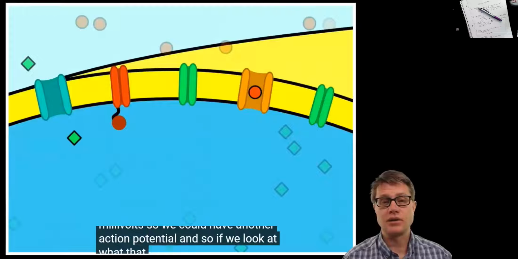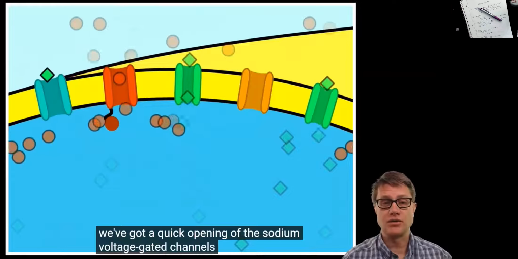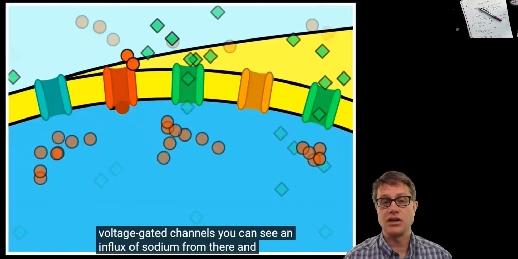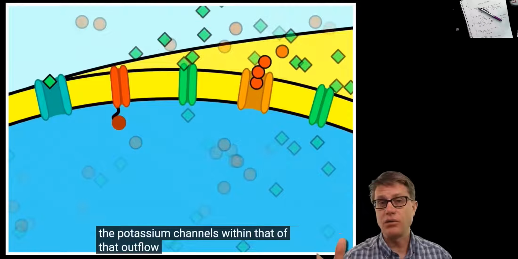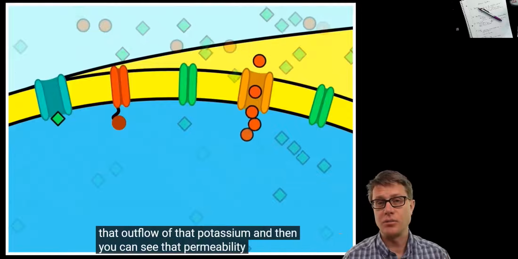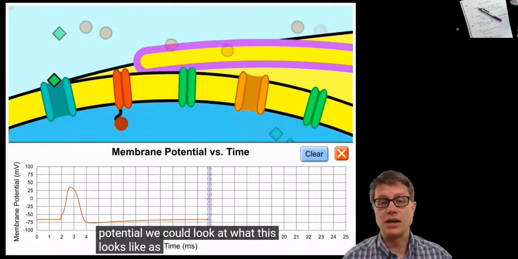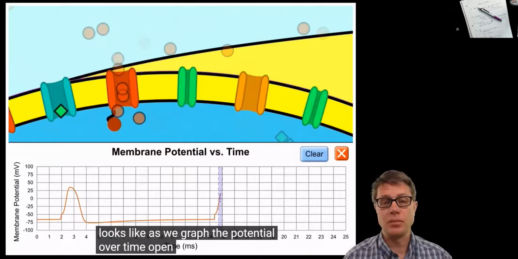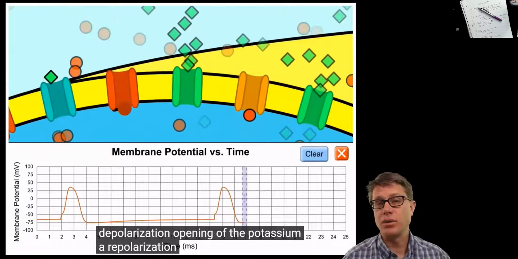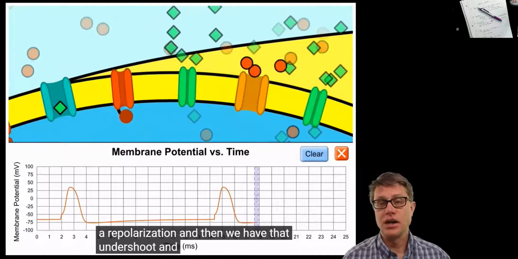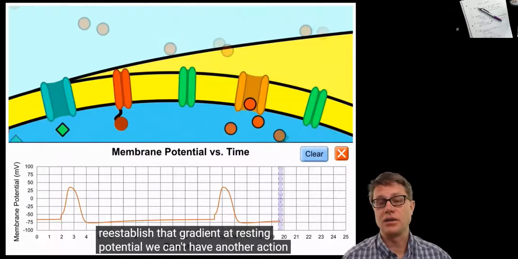And so if we look at what that looks like in slow motion, we've got a quick opening of the sodium voltage-gated channels. You can see an influx of sodium from there and adjacent. That's followed quickly by an opening of the potassium channels. We then have that outflow of potassium, and then you can see that permeability is going to reestablish us at that resting potential. We could look at what this looks like as we graph the potential over time. Opening of sodium, we see a rapid depolarization, opening of the potassium, a repolarization, and then we have that undershoot. And during that time, until we reestablish that gradient at resting potential, we can't have another action potential.